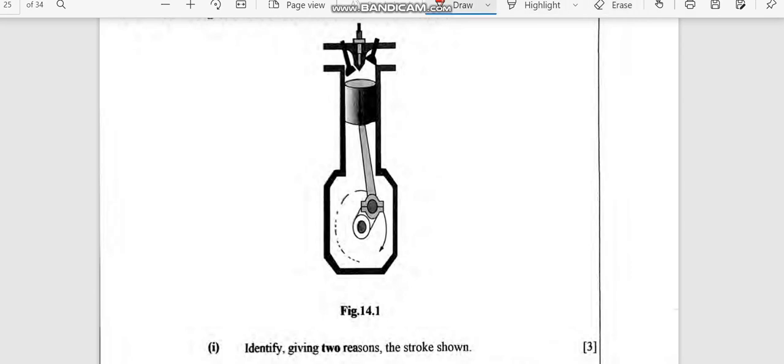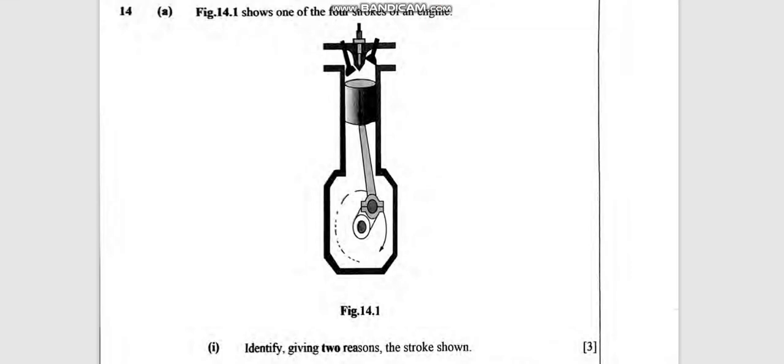So today we are going to continue from where we left, and today we are going to talk about what? We're talking about number 14 of June 2023, paper 2 combined science. It says fig 14.1 shows one of the four strokes of an engine. Identify, giving two reasons, the stroke shown.